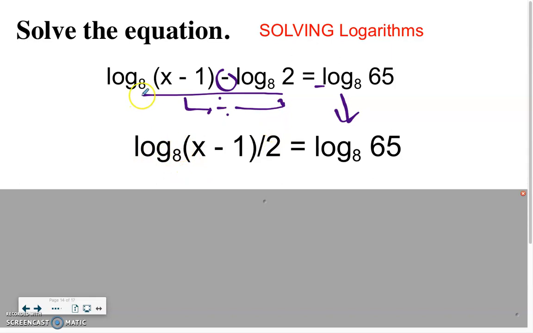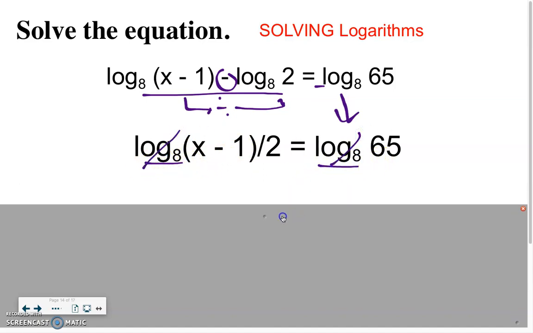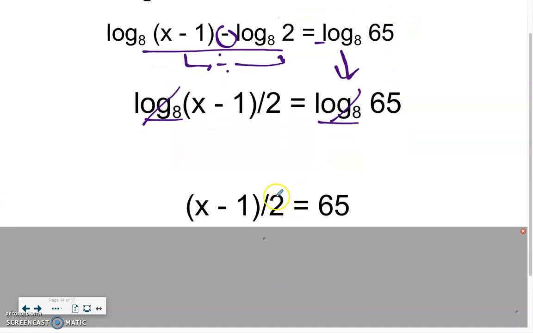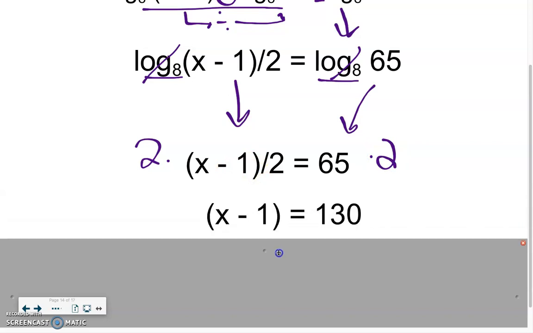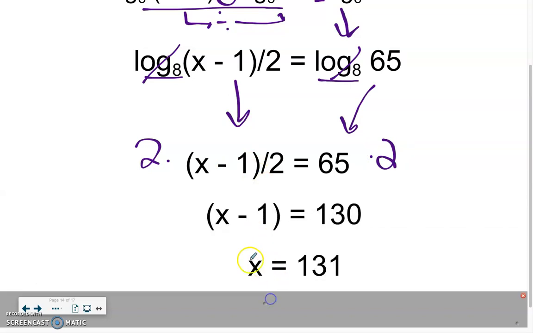So we get log base 8, leaving the common logs. Again, because we have common bases, we can cross those out, leaving our expression of x minus 1 over 2, which drops straight down and is equal to 65. Then we solve from there. We multiply both sides by 2 and get x minus 1 is equal to 130, and then you add 1 and get x equals 131.